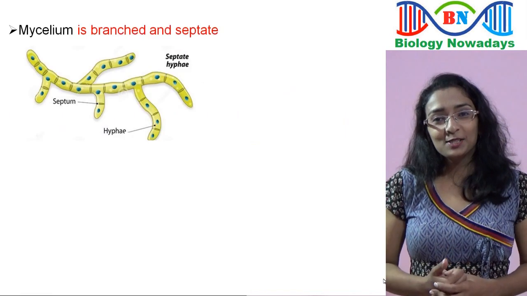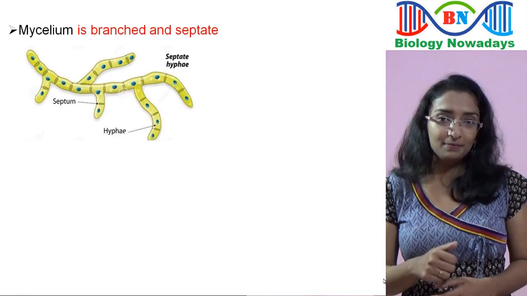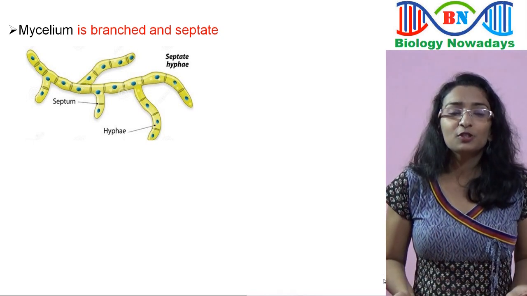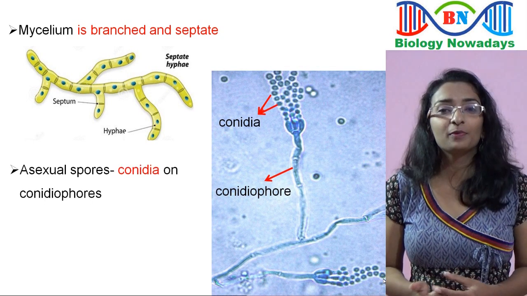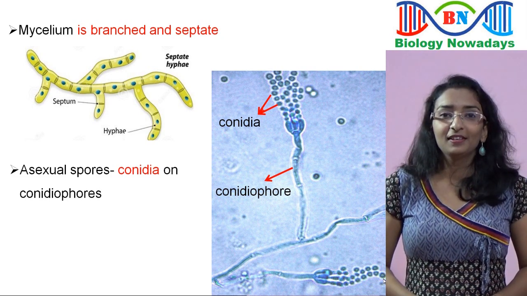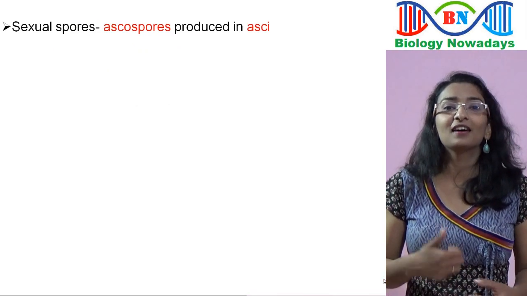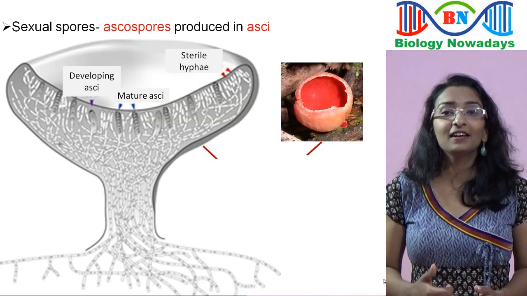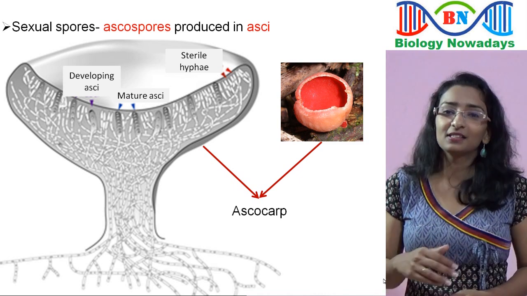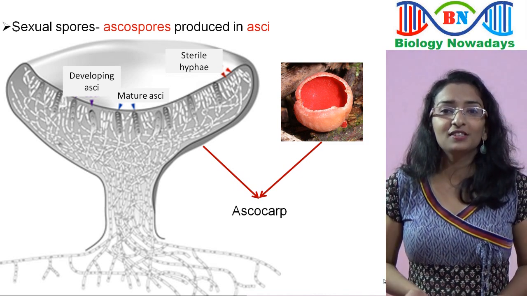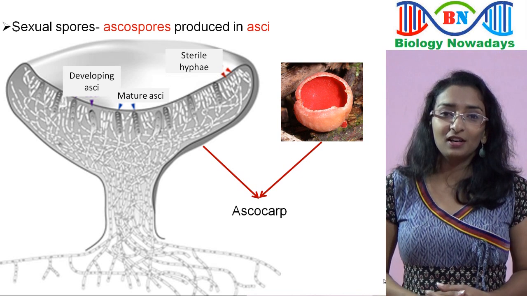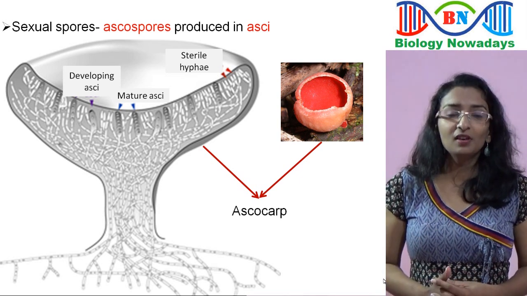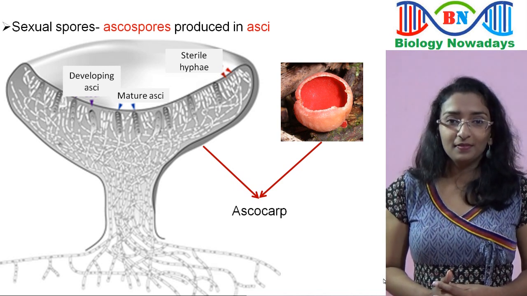The mycelium of the Ascomycetes fungi is branched and septate, meaning with septa or crosswalls in the hyphae. The asexual spores are conidia, which are produced on conidiophores. The sexual spores in Ascomycetes are called ascospores and they are produced in sac-like asci. Asci is the plural form and ascus is the singular form. The asci are arranged in the cup-shaped fruiting body called ascocarp. A full view as well as a longitudinal section of the ascocarp is shown here.